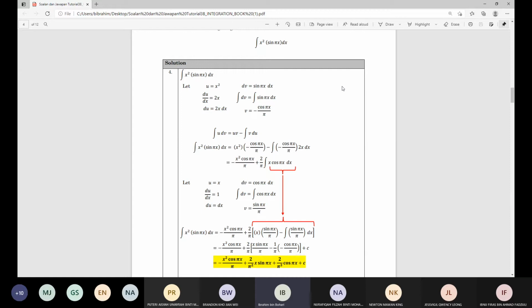LU3B, question 4. Integrate x squared sin πx.